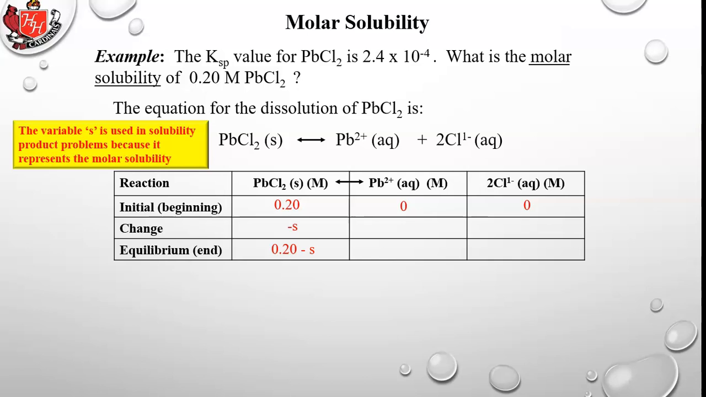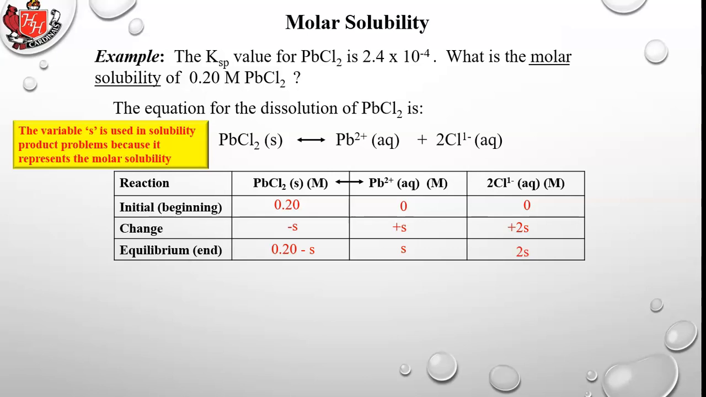Now under Pb2+, and again the 2+ has nothing to do with this, it's just lead, Pb. You're going to add an S there because the coefficient is 1. So that's going to give you S in the equilibrium line. The coefficient in front of Cl is 2, so you're going to add 2S there. Again, S is the same as X has been in previous problems. And so that's going to give you 2S down there.